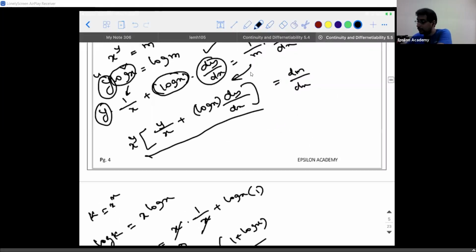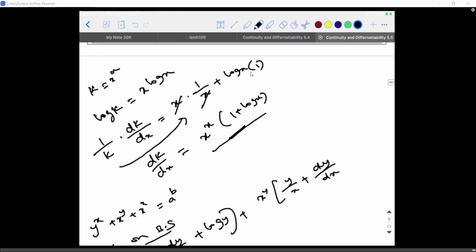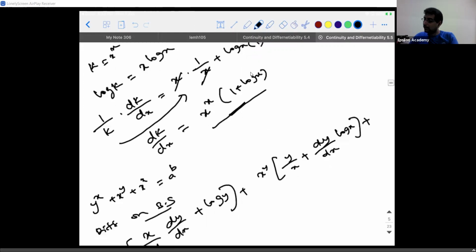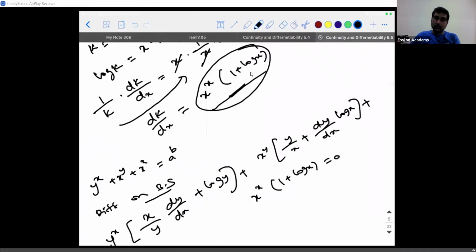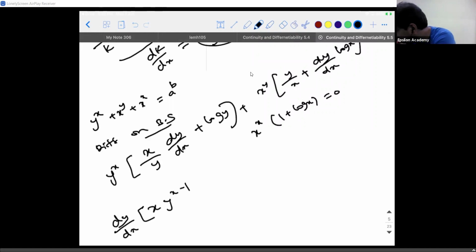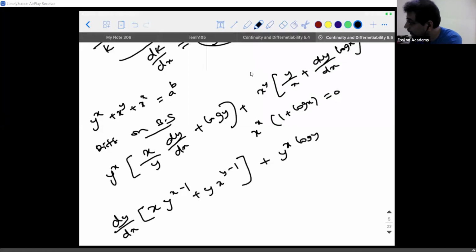Into log x. Plus this whole thing, x power x into 1 plus log x, will be equal to 0. So what you need to do is collect all the dy by dx terms. So x into y power x minus 1 plus y into x power y minus 1 plus y power x log y.